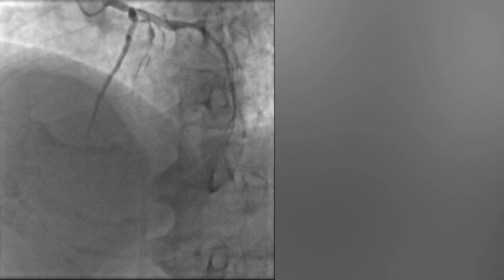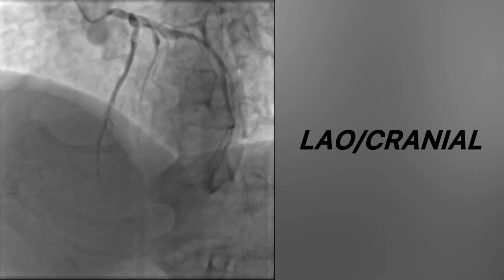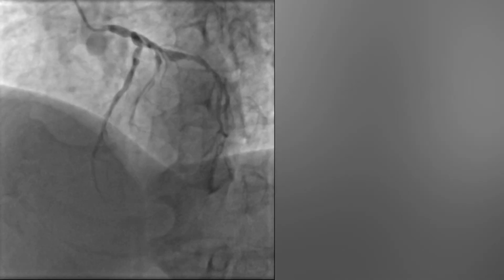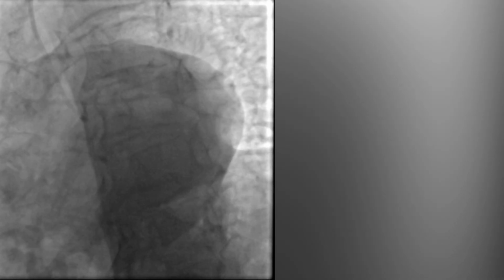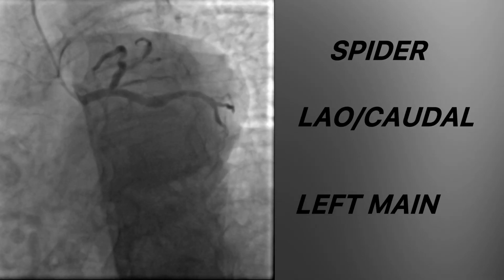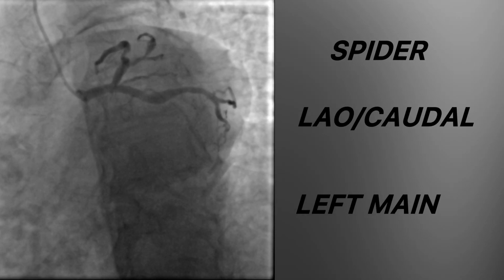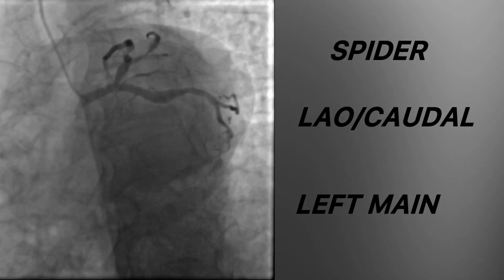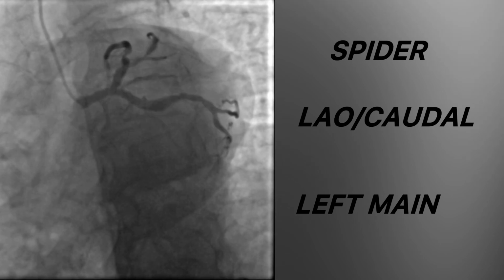In the same projection, the diagonal branch demonstrated diffuse disease without a focal target lesion, making optimal medical therapy the preferred treatment approach. In the spider view, the ostium of the LAD has a lesion. However, given the mild degree of stenosis and the fact that stent deployment in this area would require extension into the left main coronary artery, which is associated with increased procedural risk, medical therapy was again favored.